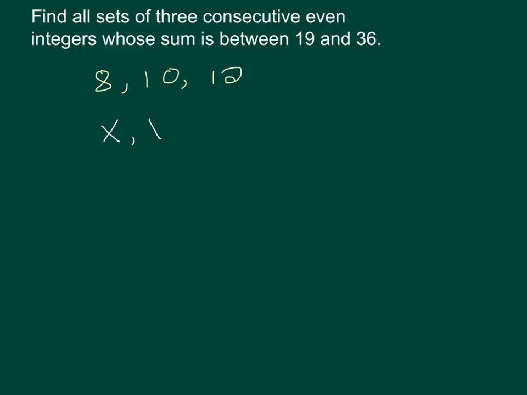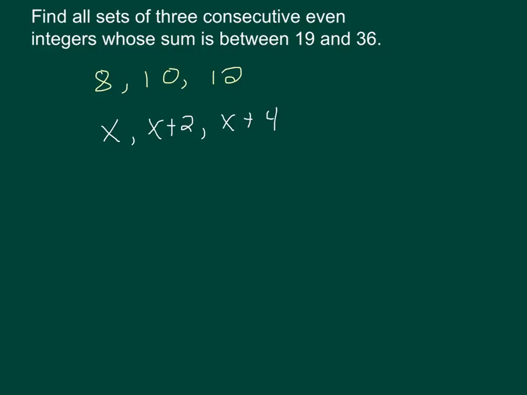My next number is x plus 2. My final number, adding 2 to that, would be x plus 4. So those are my 3 consecutive even integers. It actually would be the exact same setup if I was looking at consecutive odd integers. It would still be x, x plus 2, and x plus 4. And if it was more than 3 consecutive even integers, I could add an x plus 6 or whatever, go from there. Alright, so now let's set up our inequality.